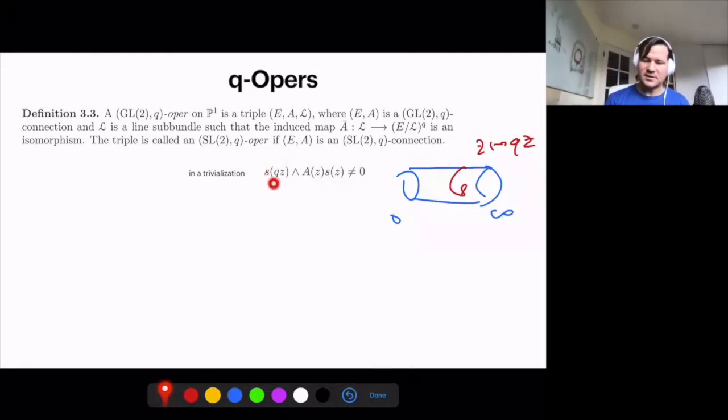So once you take this monodromy, s of qz, another thing you can do is act on s with this linear matrix A of z. And the fact that this map is an isomorphism can be written like so: these 2 vectors are linearly independent, right? You take a vector, you rotate it with the linear transformation, you act with A of z, maybe stretch it, and then it's not parallel to s of qz. So that's the oper condition.